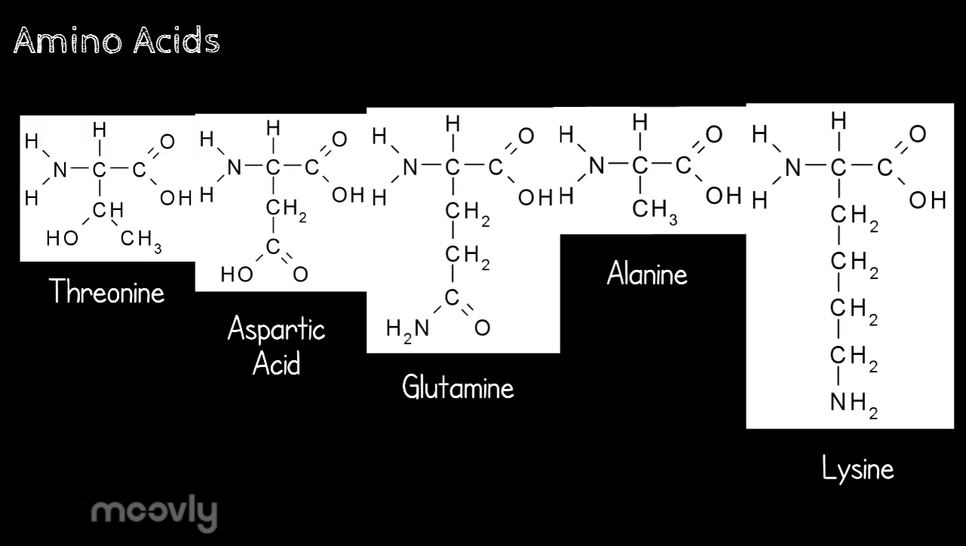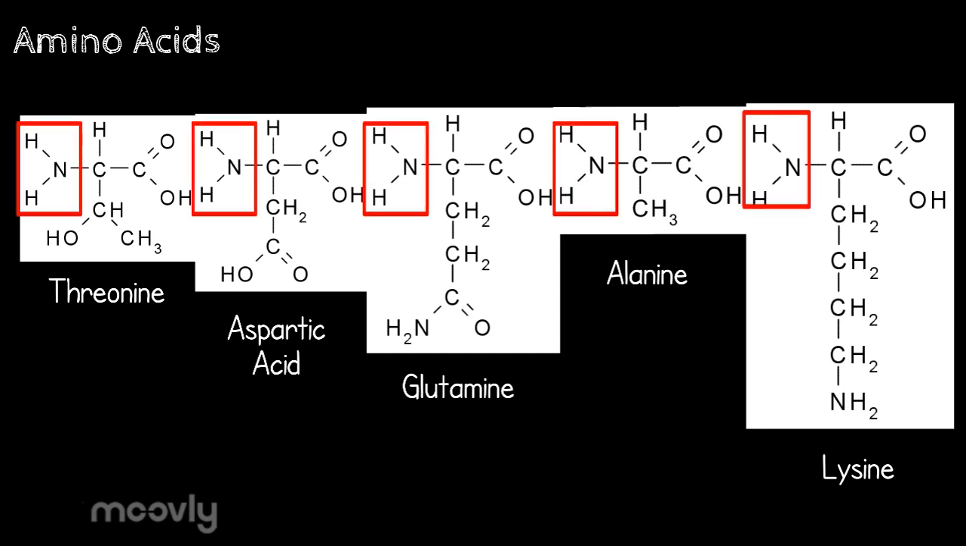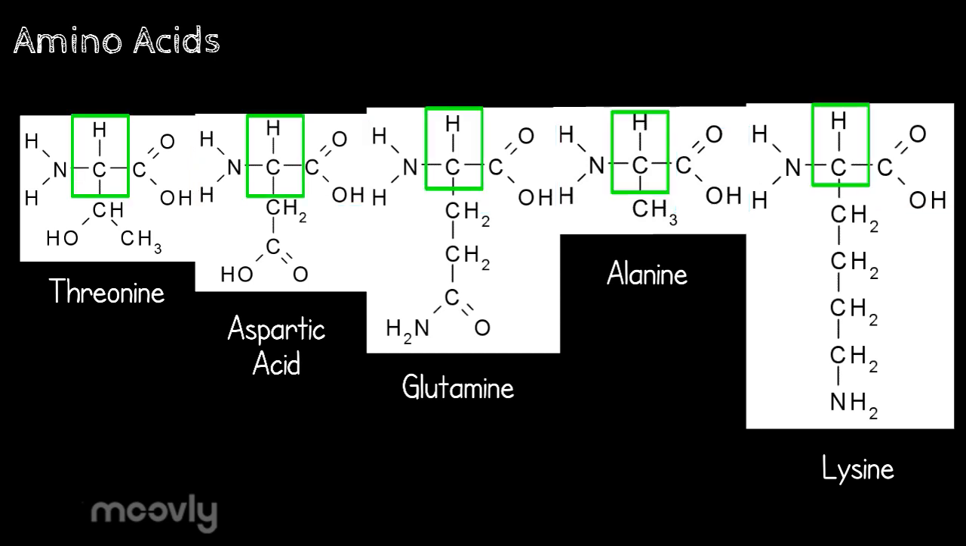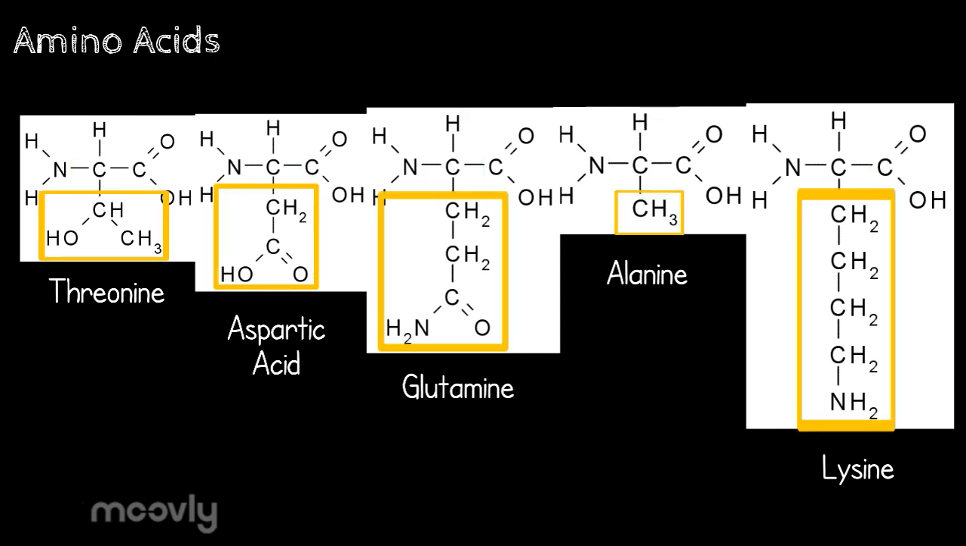On the left side, there is a nitrogen attached to 2 hydrogen atoms, and we call this an amino group. On the right side, there is a carboxyl group. In the middle, there is a carbon attached to a hydrogen atom, and we call this carbon alpha carbon. The only thing that is different is what trails off the bottom, and we call this the R group, which stands for the residue group. And this is responsible for the distinctive chemical properties of each amino acid.